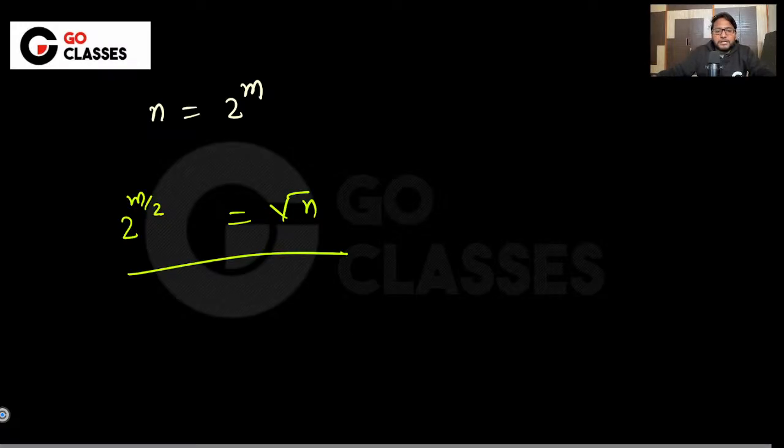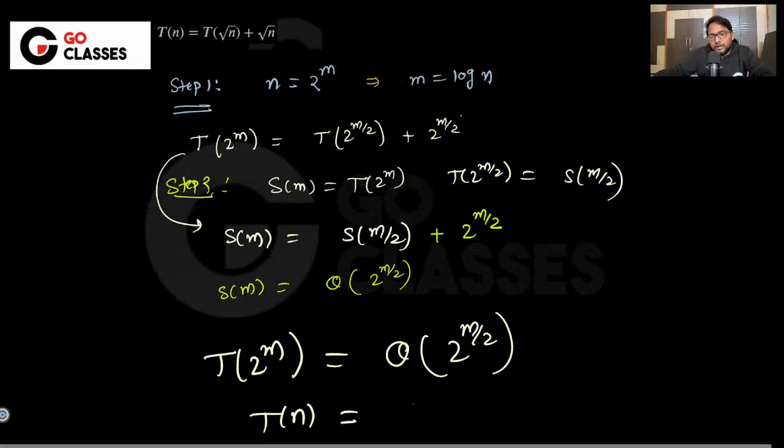Okay, so basically this is nothing but theta of square root of n. Why? Because n is 2 power m. So you put 1 by 2 power on both sides, then it will be m by 2, which is square root of n. Okay, so the final answer is square root of n. I hope you understood. Let me know if there is any problem in understanding this.